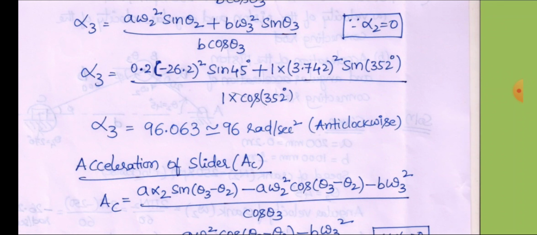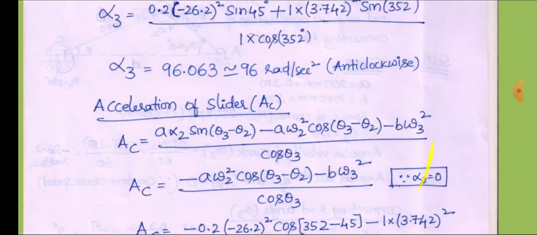So the unit is radians per second square. Linear acceleration means meter per second square. So angular acceleration is 96 radians per second square. It is positive, therefore in the bracket you write down anti-clockwise.